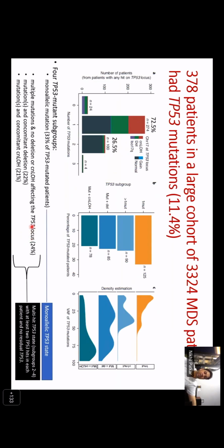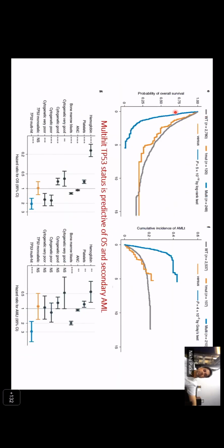The way to define multi-allelic TP53 was either multiple mutations with no deletion or no loss of heterozygosity, a single mutation with a deletion, like how we are seeing in our patient, or a mutation with concurrent copy neutral loss of heterozygosity. Why it is important to know this is because these patients have a dismal prognosis compared to patients who have just one TP53 mutation. If you have two TP53 mutations, these patients have a much inferior prognosis and a higher probability of transformation to AML as compared to the rest.